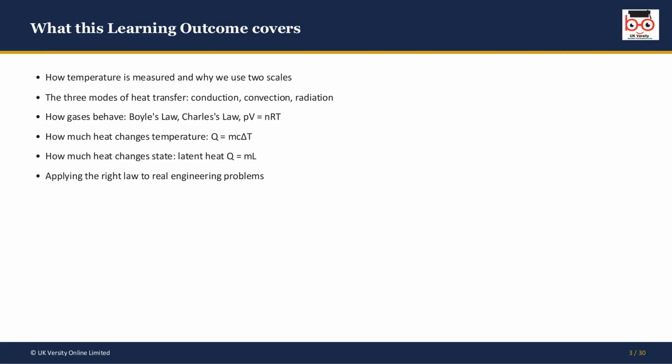We'll see how temperature is measured and why engineers keep two different scales on the go. We'll meet the three ways heat gets around: conduction, convection, and radiation, and the gas laws that describe how gases respond to pressure and temperature.